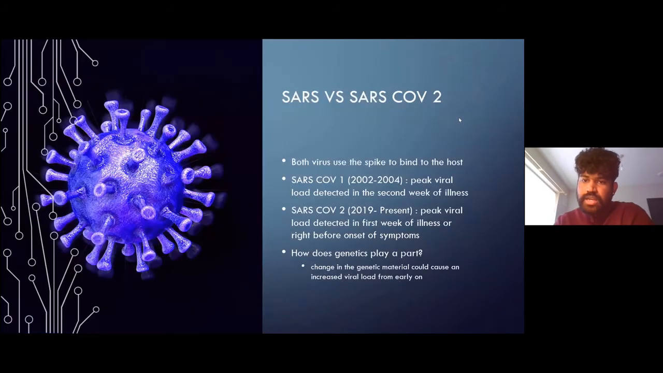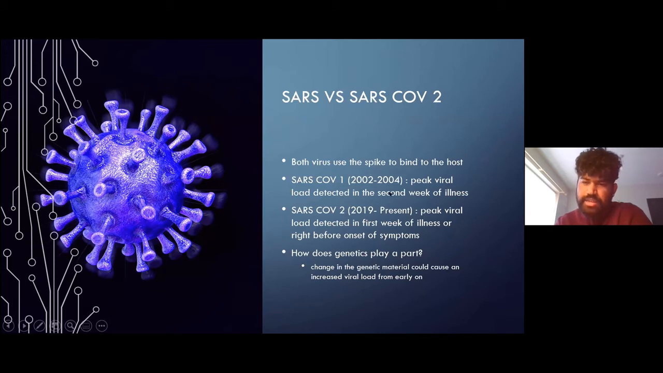So, SARS versus SARS-CoV-2. We know that both viruses have these spike proteins, and this is what binds to the host. In terms of the differences in the disease itself, with SARS in 2002 to 2004, the viral load was detected in the second week of the illness, which means that you became ill first and then you were more likely to spread the virus to someone else. Whereas with COVID-19, you're more likely to spread the virus before you even know that you have symptoms. Therefore, it's harder to stop the spread of the virus.